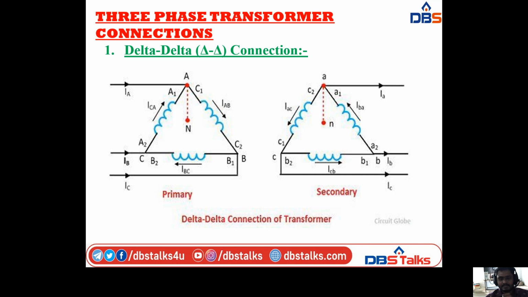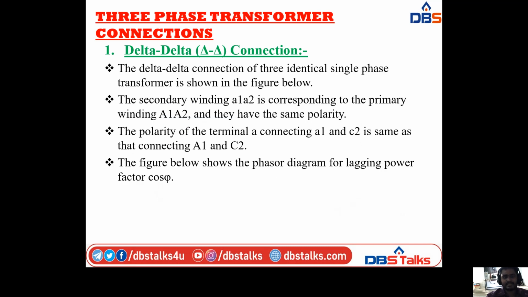Here the currents are flowing between C and B, that is ICB, between A and C, that is IAC, and between A and B, that is IAB. Like that the current is flowing. In both the connections we are taking the neutral connection from point A to N, represented with the red color dotted lines. Here we are taking the points C1, C2, A1, A2 and B1, B2 for those delta connections.